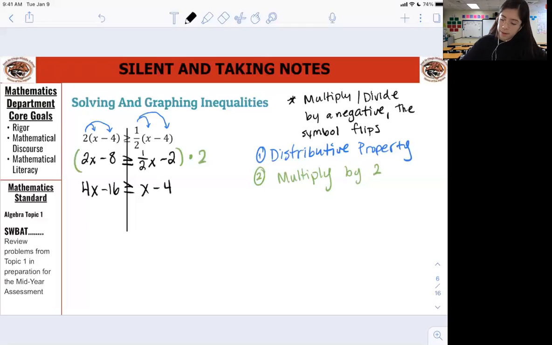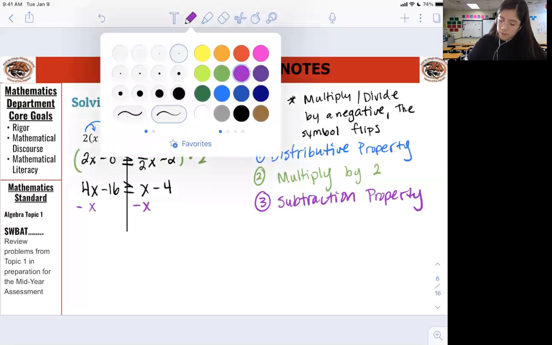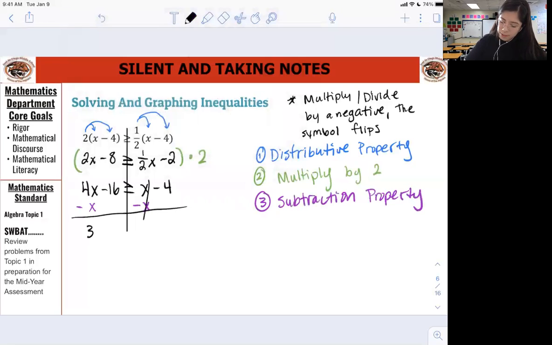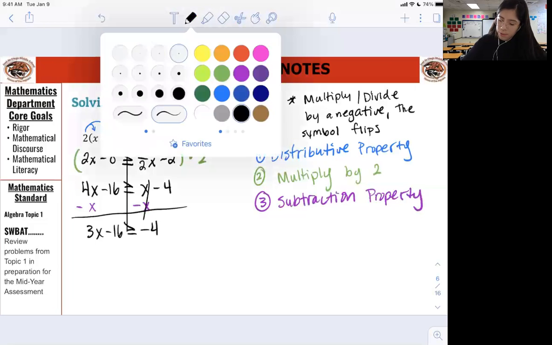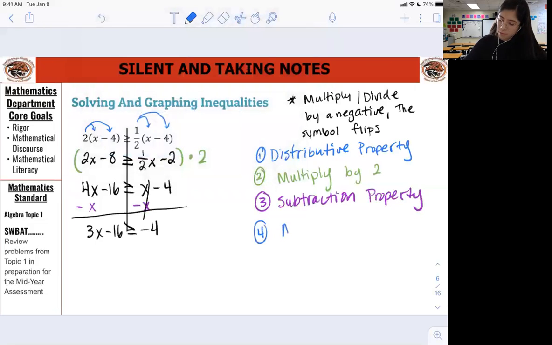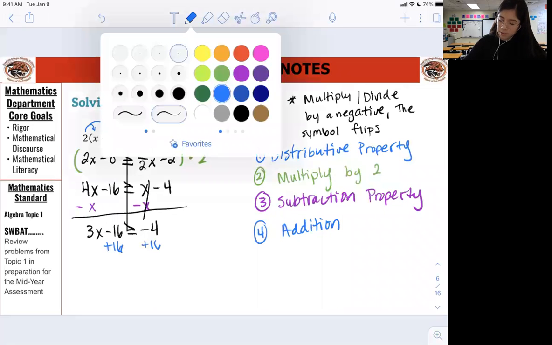And now, down to my last 3 steps. Step 3, I'm going to move quickly through this one because we're getting the hang of it now. So I'm going to subtract and move that x over. We get 3x minus 16 is greater than or equal to -4. Now I'm going to add 16. -4 plus 16.